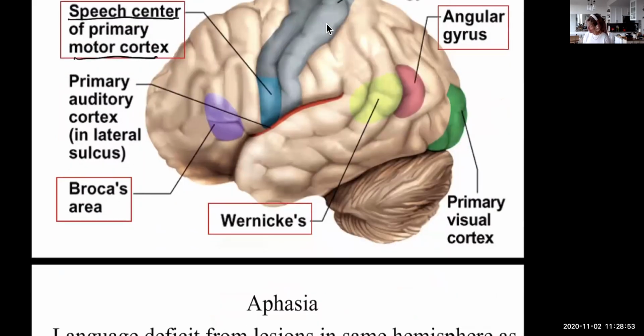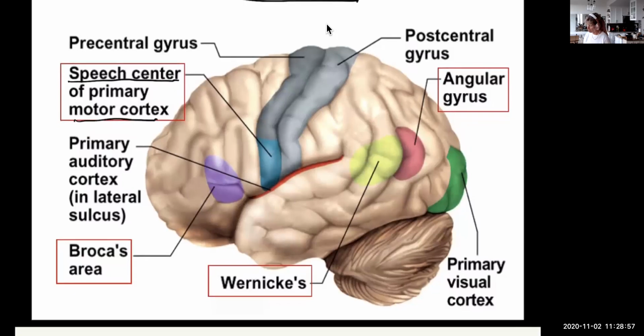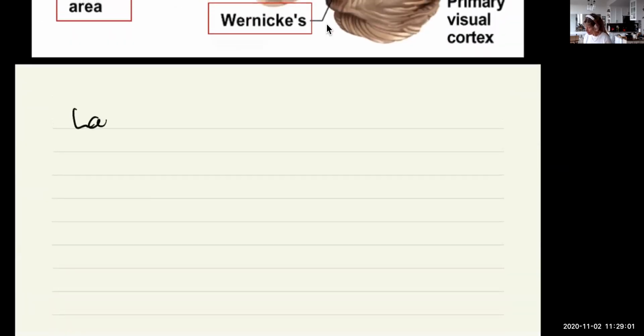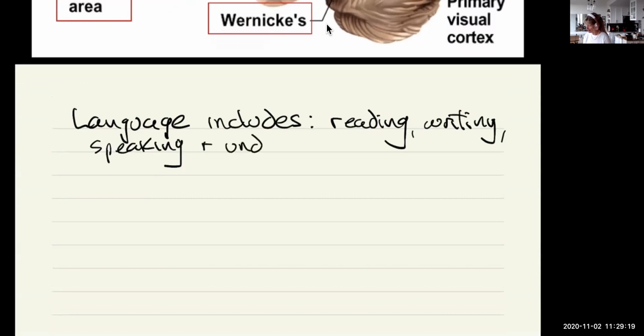Let me just write some notes about those. I'll try to write a little more slowly. So language includes reading, writing, speaking, and understanding words.